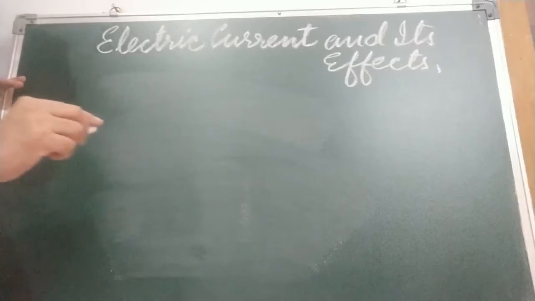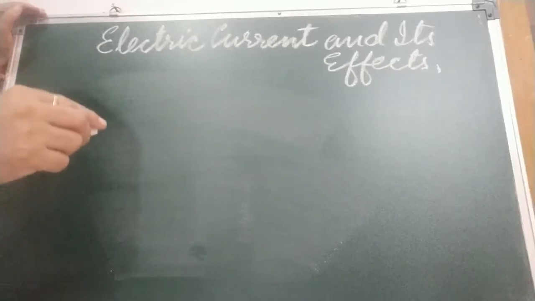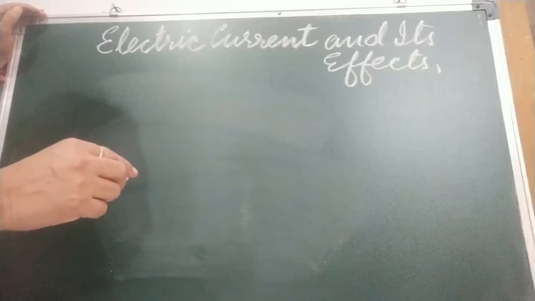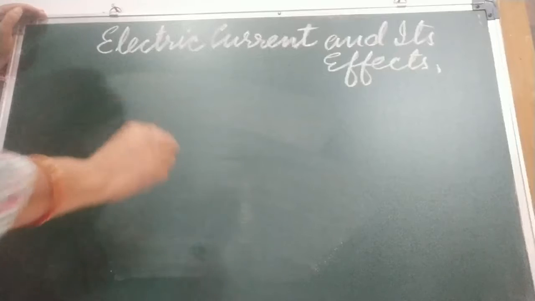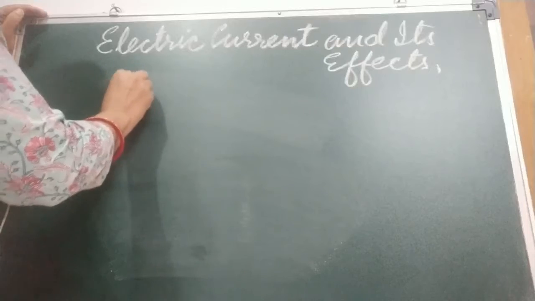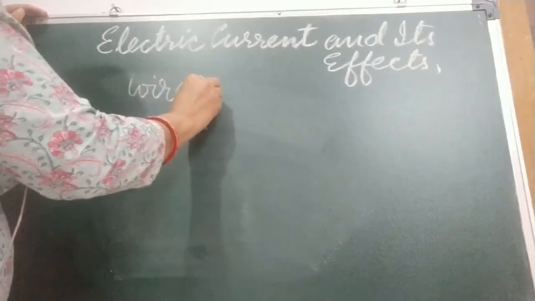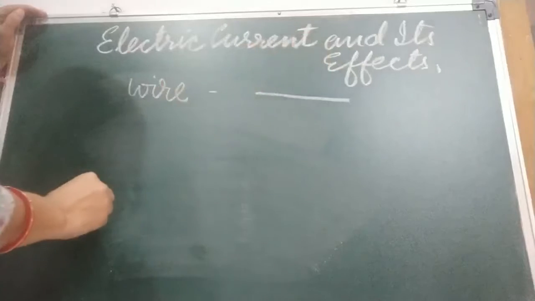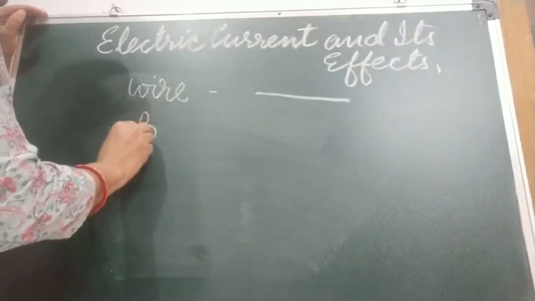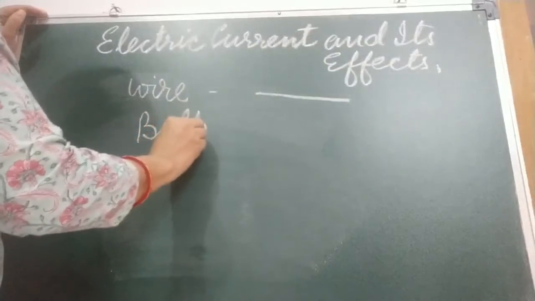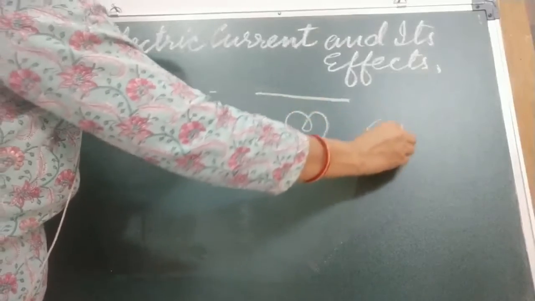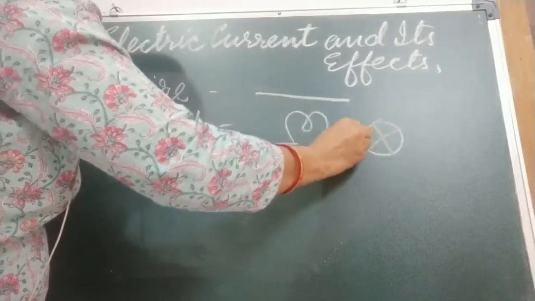Symbols are used because we cannot draw all the devices. So, in place of those things, we are going to use symbols. Now, first I am going to tell you about the symbols. This is wire. The symbol of wire is like a straight line. Symbol of bulb is either we draw like this or like this.